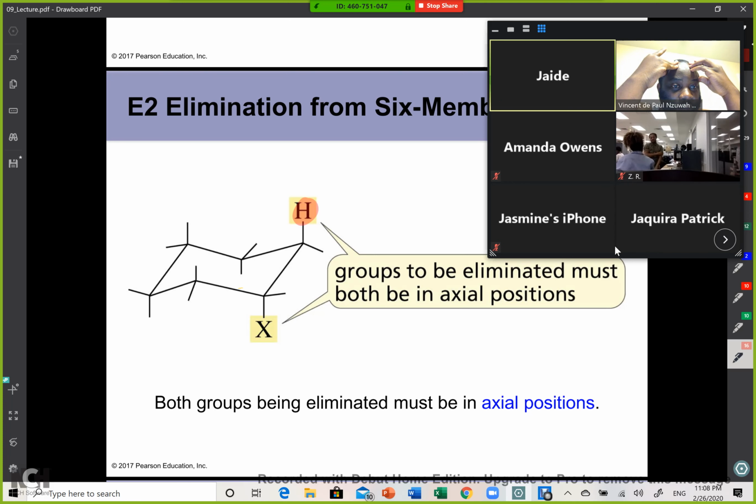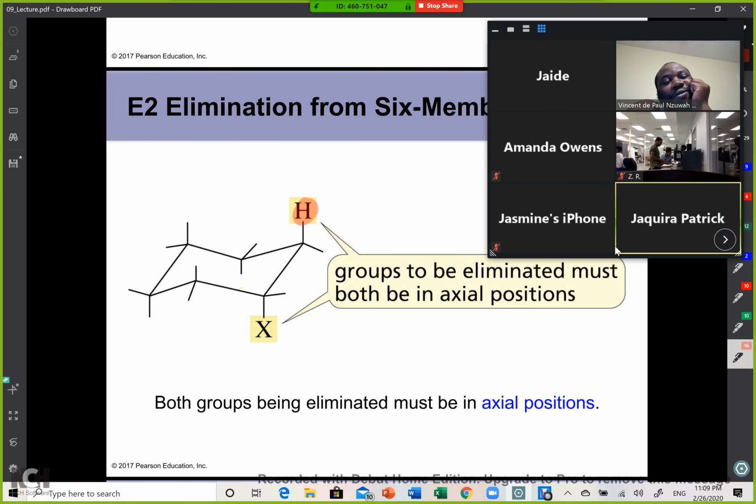Could we do an SN1 example or elimination? An example of an SN1 mechanism? Don't worry about the mechanism for the SN1. Just know that the SN1 goes through a carbocation.